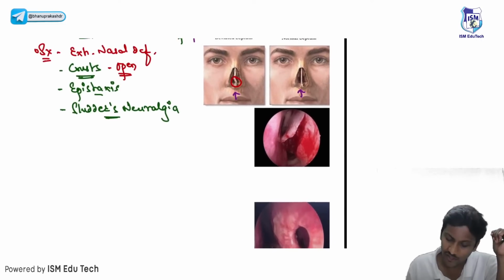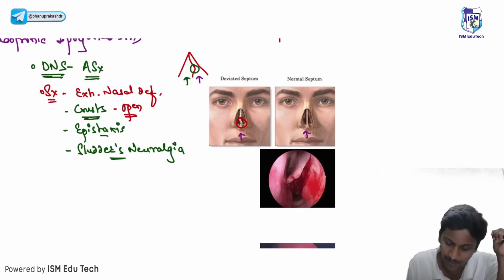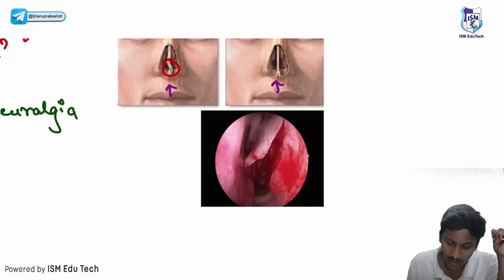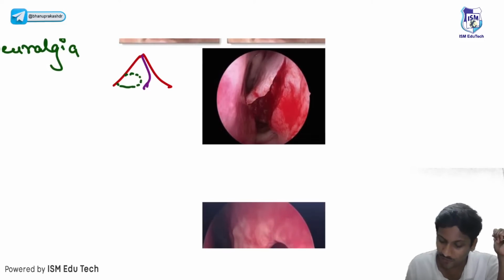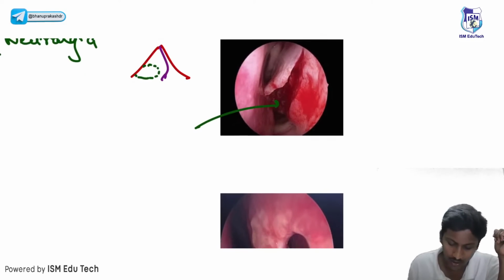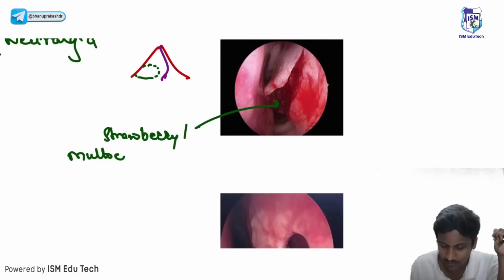And one of the important features is on this open, patent side. Usually the inferior turbinate will try to compensate, and as it compensates, it undergoes hypertrophy. There will be hypertrophy of the inferior turbinate, as you can see over here, and this gives us the characteristic appearance of a strawberry or a mulberry.